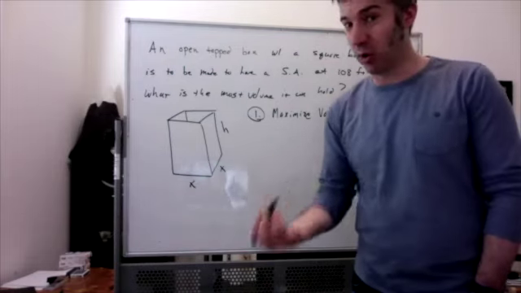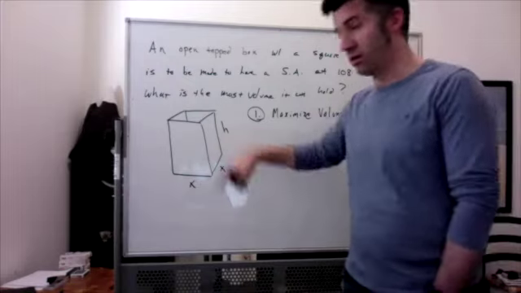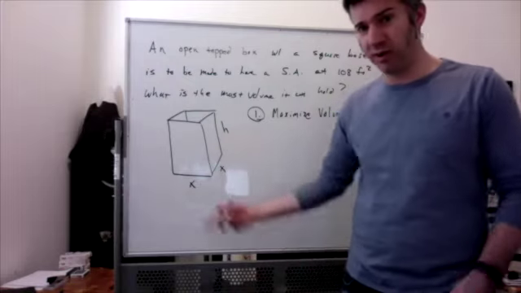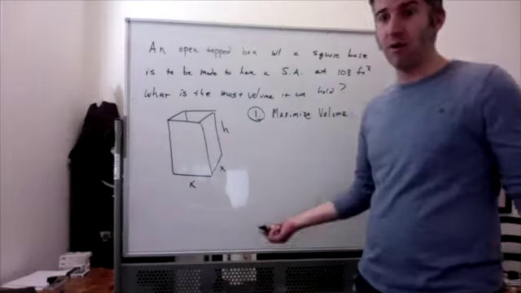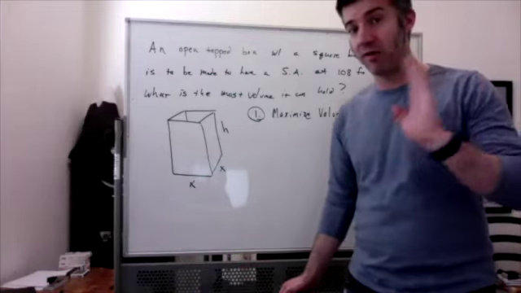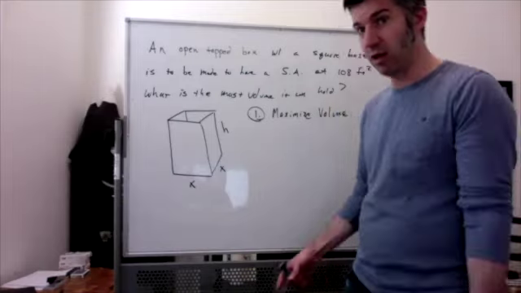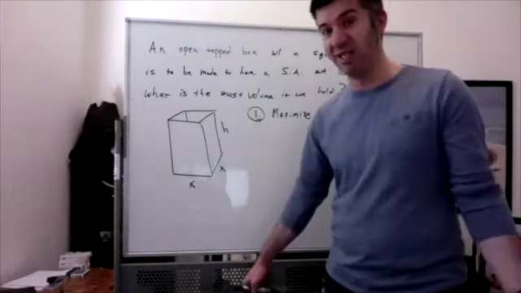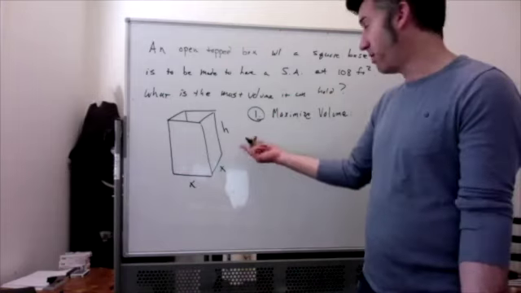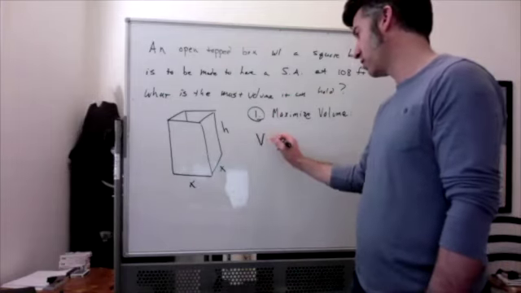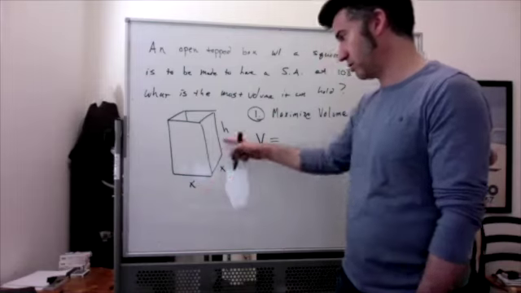Okay, so I need an equation for the volume based on the variables I've used in my picture. You might use different ones, right? You might use Z, Z, and X, or A and B. But you want to use the least number of variables possible, meaning if something is the same, you should give it the same variable name. And then we want an equation for the volume. So for a box, the volume is going to equal x squared times h.